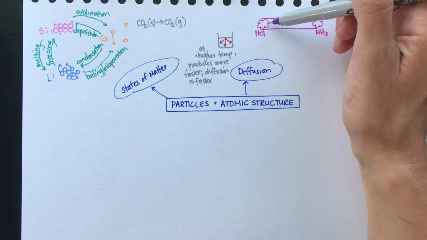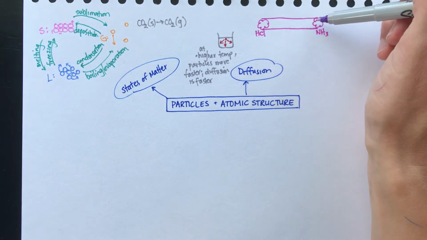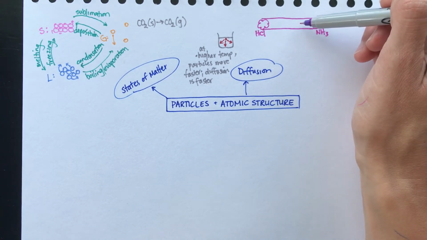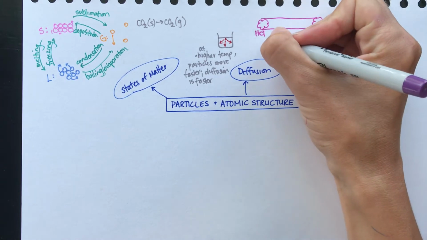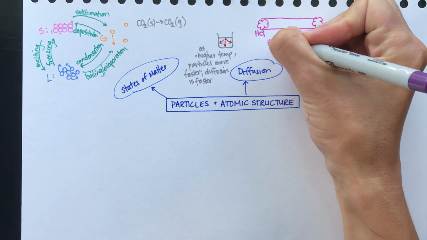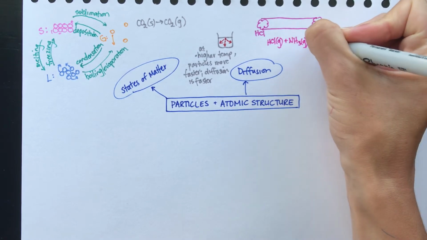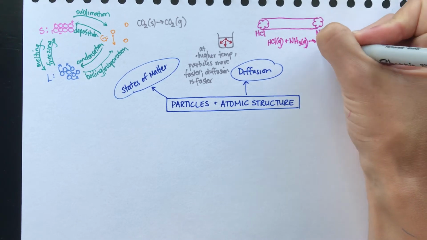That's not because they're moving slowly. They move quite fast, but there's all these air particles in the way. So they're colliding with the air particles and bouncing back and forth until eventually they move through. When they meet, they react to form a solid. So you have HCl gas and NH3 gas, and together they form ammonium chloride solid, which is white.